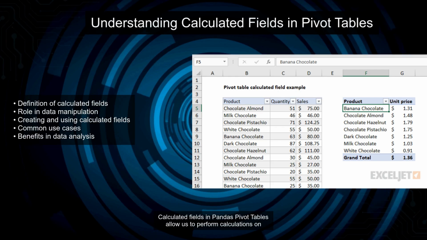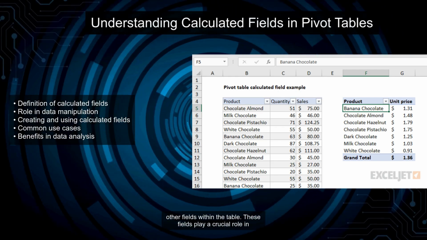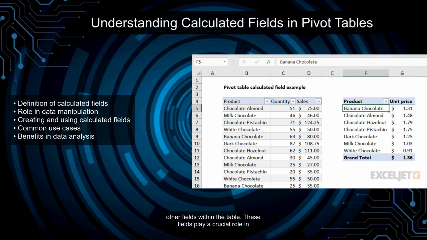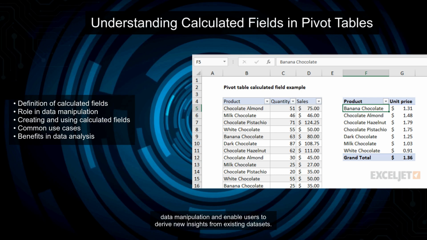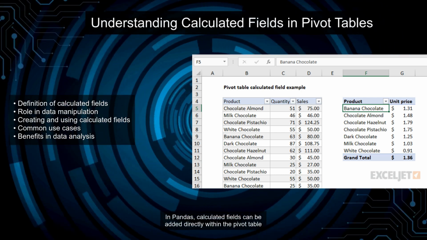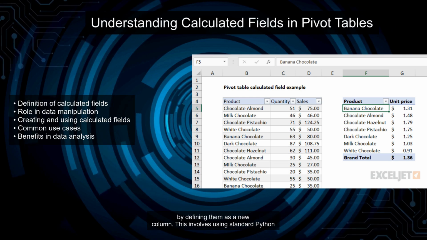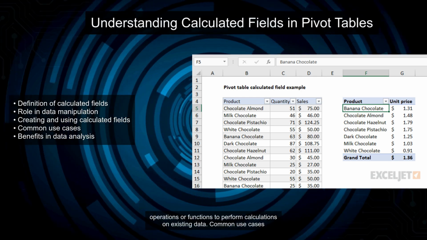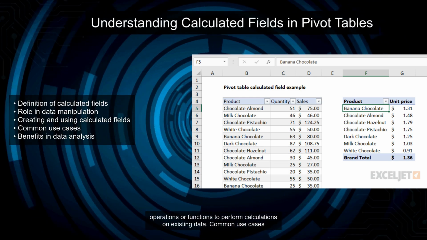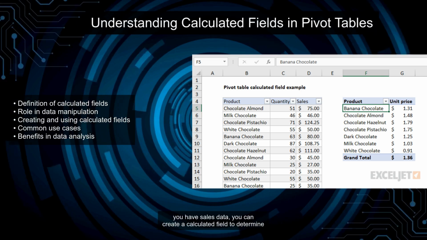Let's get started. Calculated fields in Pandas Pivot Tables allow us to perform calculations on other fields within the table. These fields play a crucial role in data manipulation and enable users to derive new insights from existing datasets. In Pandas, calculated fields can be added directly within the pivot table by defining them as a new column. This involves using standard Python operations or functions to perform calculations on existing data. Common use cases for calculated fields include calculating percentages, differences, and ratios.